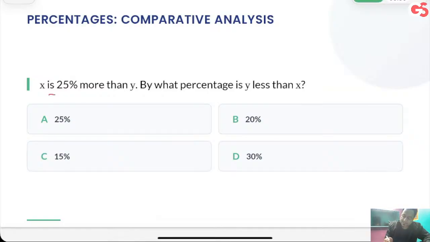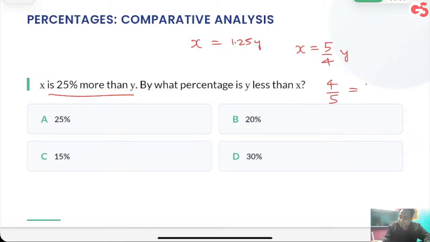X is 25% more than Y. So X is basically 1.25 times of Y. Now you can use ratios also, which means X is 5 by 4 times Y. By what percentage is Y less than X? So here, if I cross multiply, I'll get 4 by 5 is equal to Y by X.